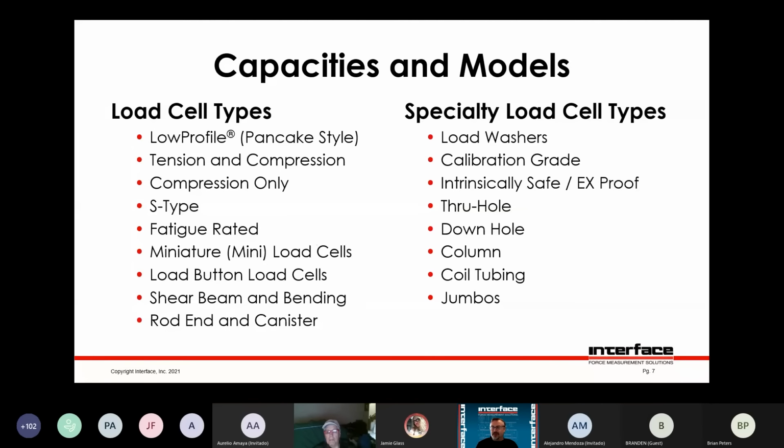A lot of times when you start to look at certain of these things, you can start to narrow down to what load cell is, right? Like if you don't need explosion proof, obviously don't consider any of those load cells.